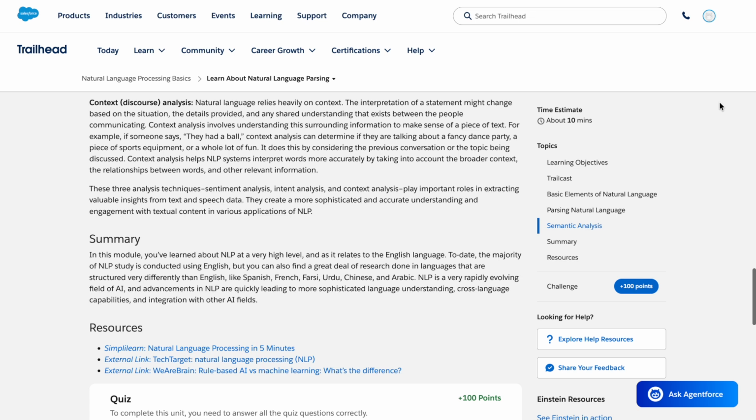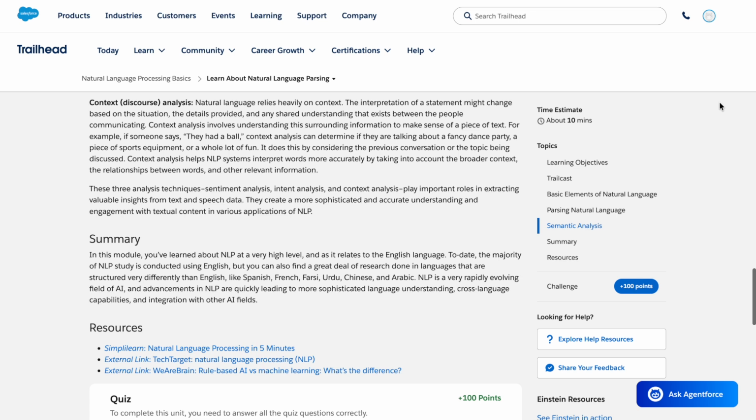Context analysis helps NLP systems interpret words more accurately by taking into account the broader context, the relationships between words, and other relevant information. These three analysis techniques, sentiment analysis, intent analysis, and context analysis, play important roles in extracting valuable insights from text and speech data. They create a more sophisticated and accurate understanding and engagement with textual content in various applications of NLP.